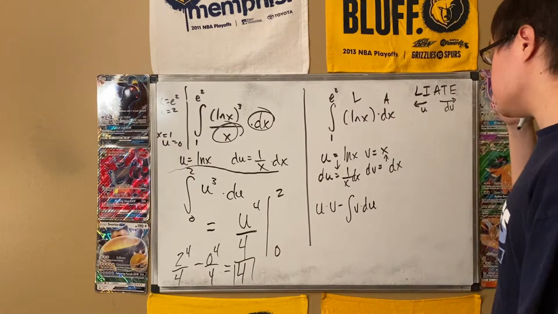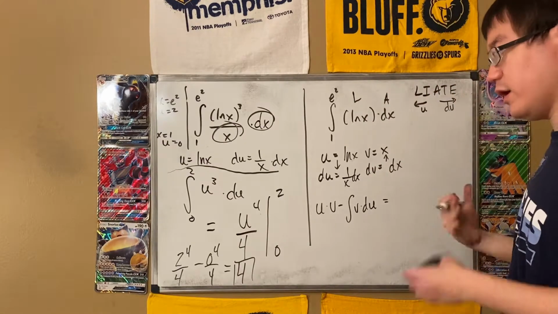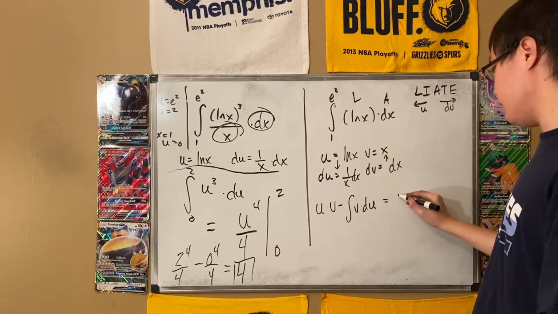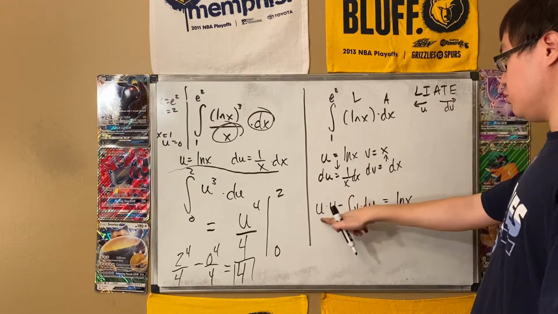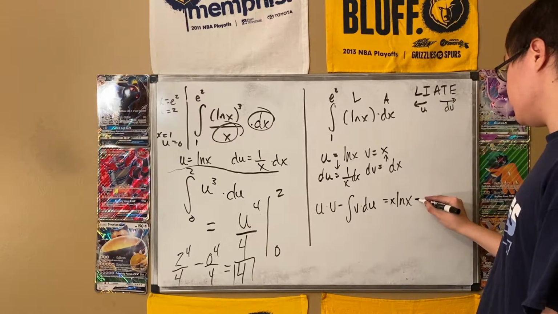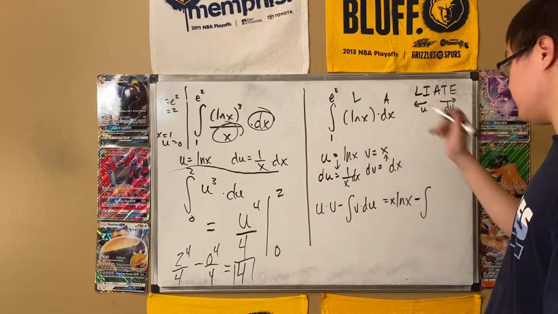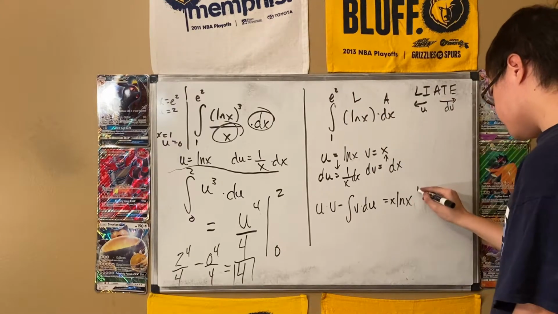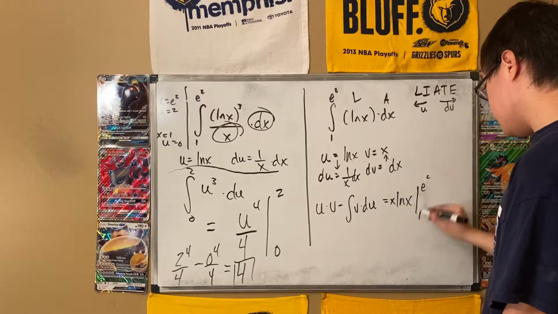Still going to plug in these numbers, 1 and e squared. So let's write this form. In this case, what it's going to be is ln of x times x, u times v. So we're going to put the x in the front just to make it look a little bit nicer. Then it's going to be minus the integral, still with the same numbers. So we forgot the vertical bar, 1 and e squared.